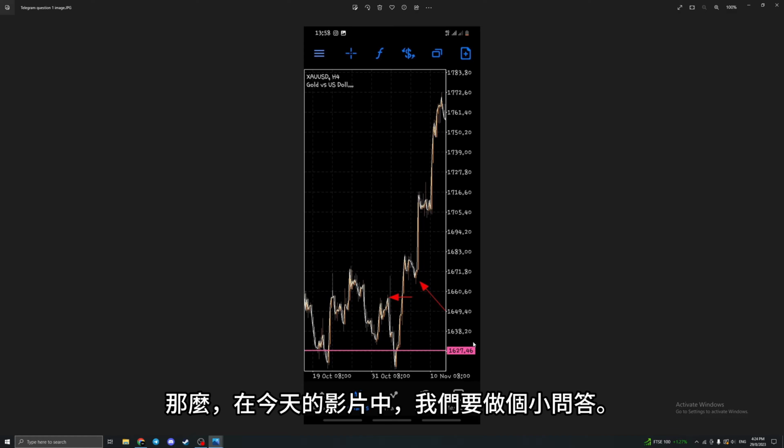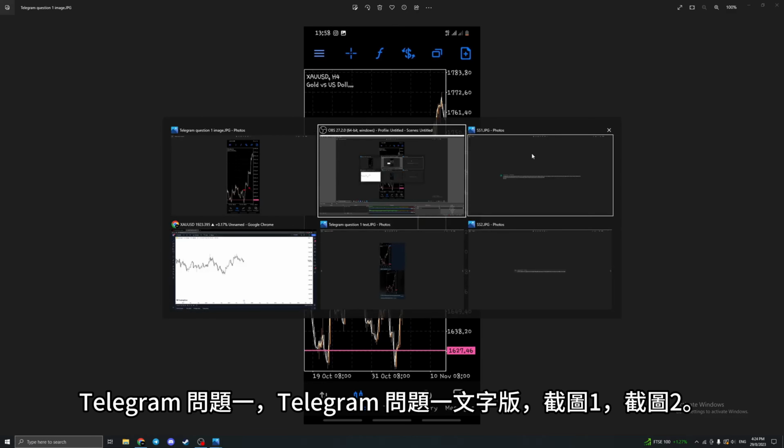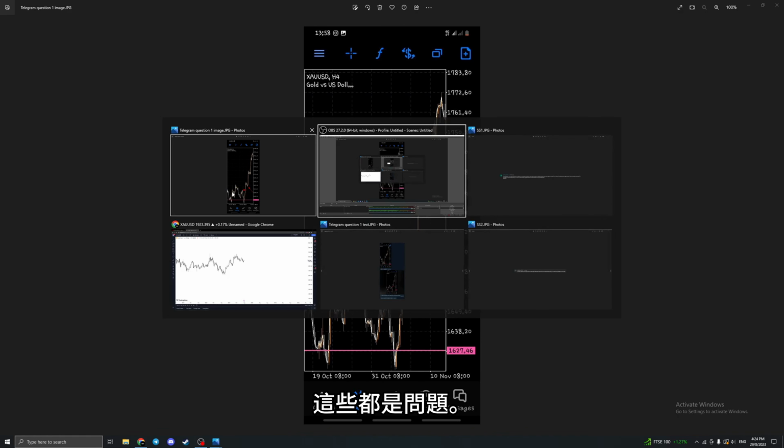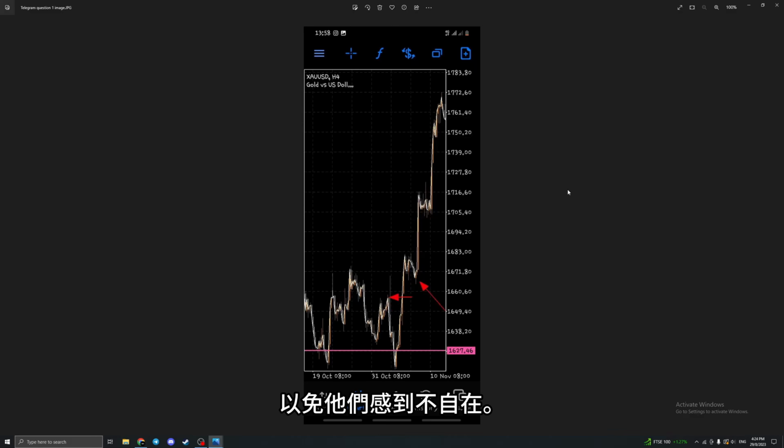So in today's video, we're going to do a little Q&A. We're going to cover these 4 images right here, okay? Telegram question 1, Telegram question 1 with the text, SS1, SS2. These are all questions. I have decided to cover some of the Telegram users' names in case they're uncomfortable.